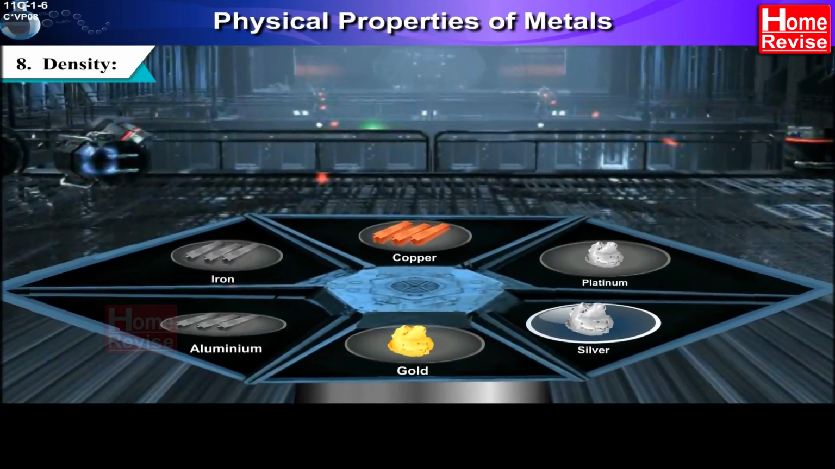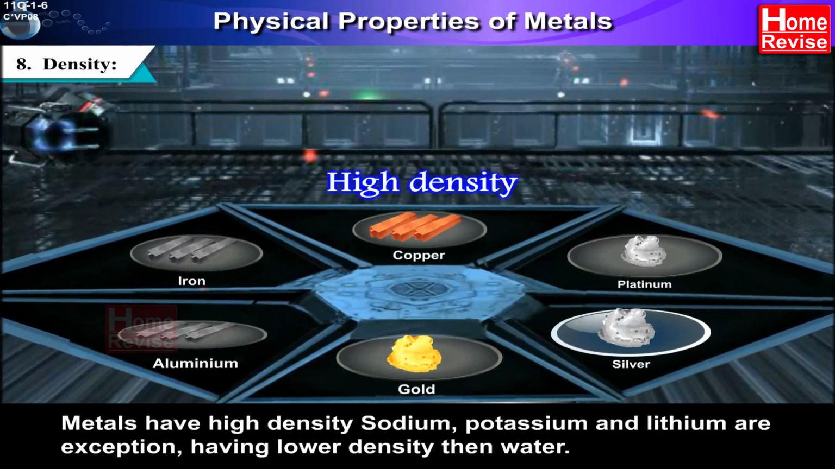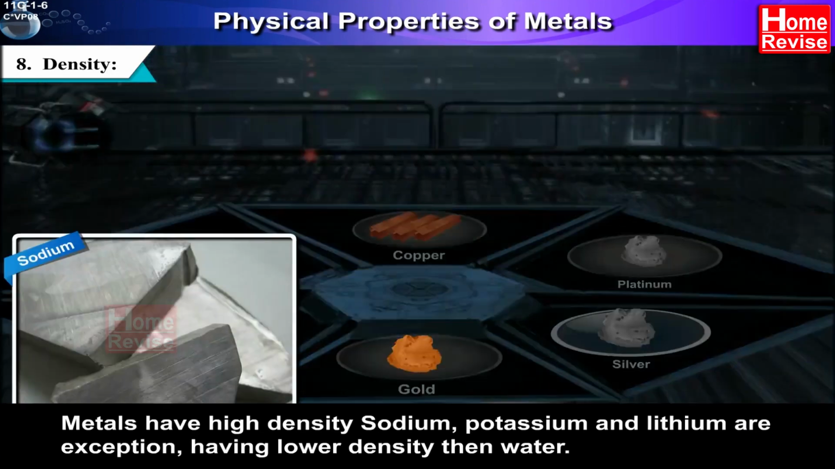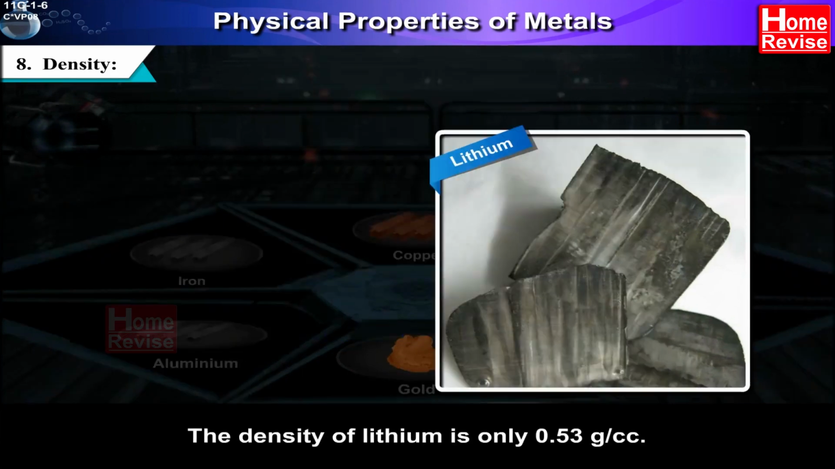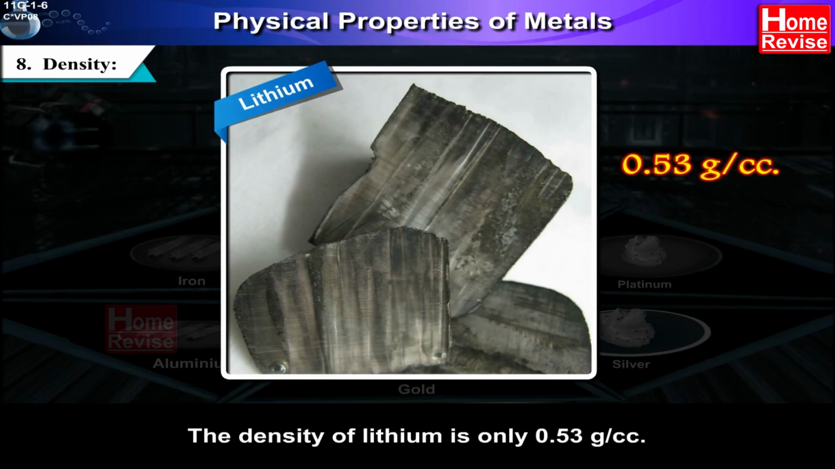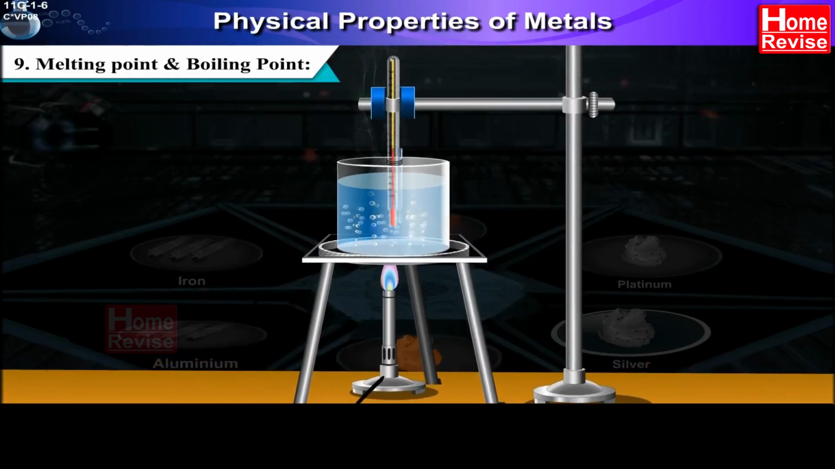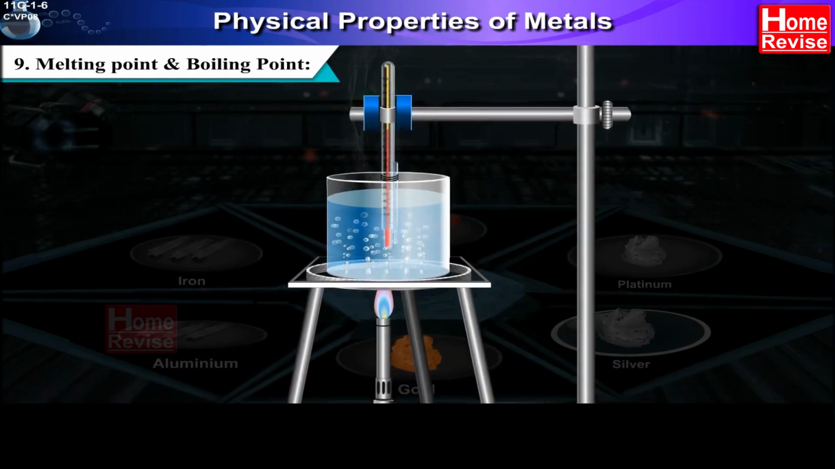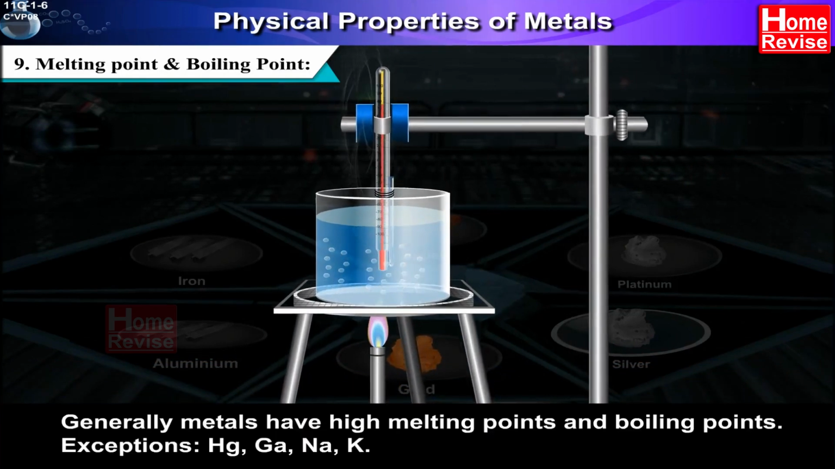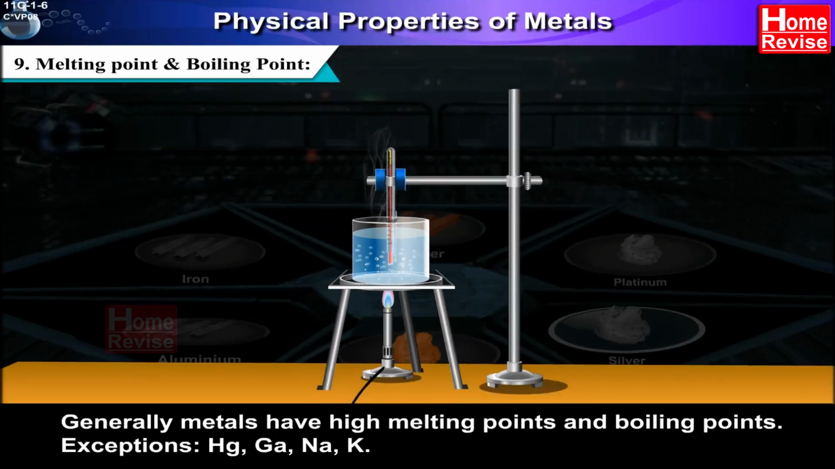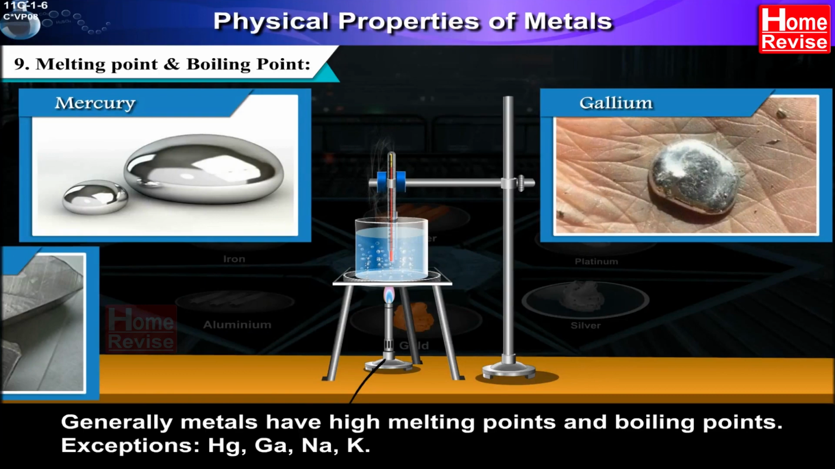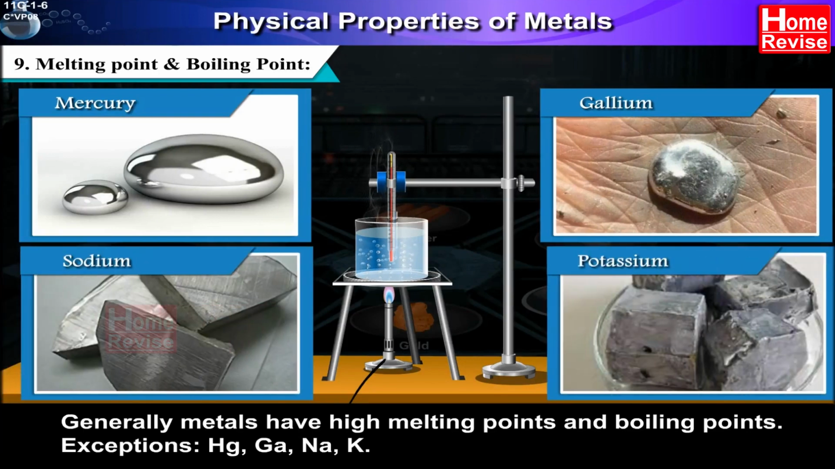8. Density. Metals have high density. Sodium, potassium and lithium are exceptions, having lower density than water. The density of lithium is only 0.53 grams per cubic centimeter. 9. Melting point and boiling point. Generally, metals have high melting points and boiling points. Exceptions: Hg, Ga, Na, K.